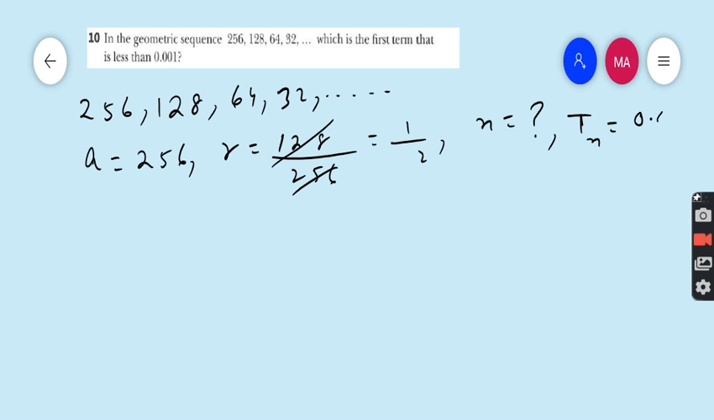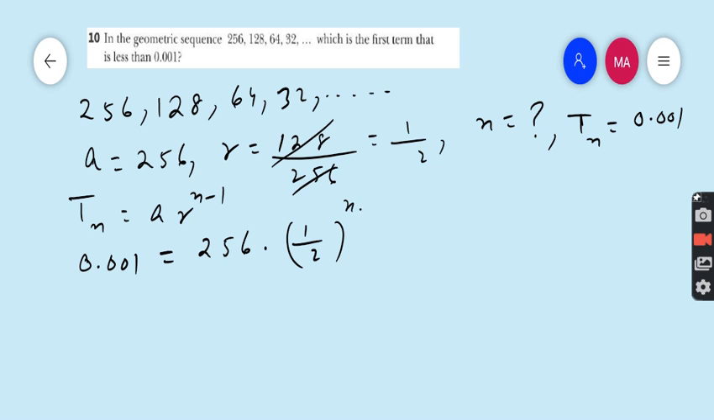and we have to find the value of n, and Tn is given 0.001. What is the formula of Tn? You must remember, keep in your mind, Tn is equals to a r to the power n minus 1. Here Tn is given 0.001, a is given 256, r we have found 1 upon 2, to the power n minus 1. So 0.001 is equals to 256 dot 1 power n minus 1 is 1, and 2 power n minus 1.